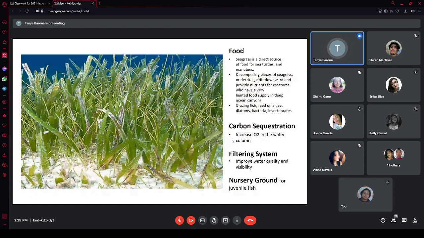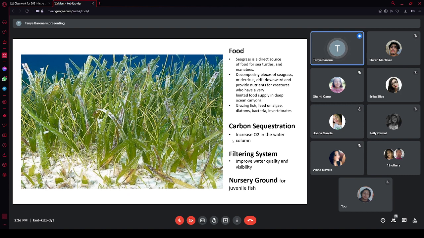All right, so the next system is the seagrass. Okay, well, like mangroves, seagrass is a flowering plant. All right, it requires sunlight and it produces energy through photosynthesis, which means it exists in shallow waters only. All right, and it's a main food source for sea turtles and manatees. It's a nursery for juvenile species and grazing fish that forage in these areas. They feed on the algae and diatoms and bacteria and other invertebrates that are found inside seagrass.